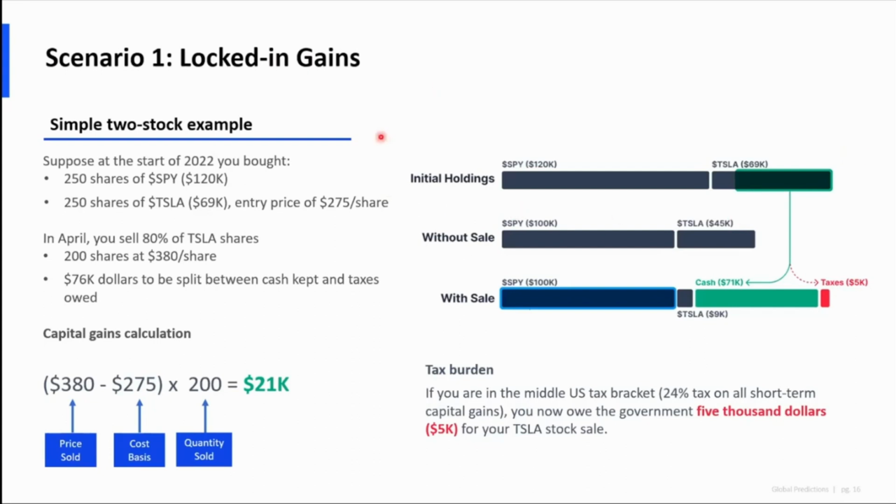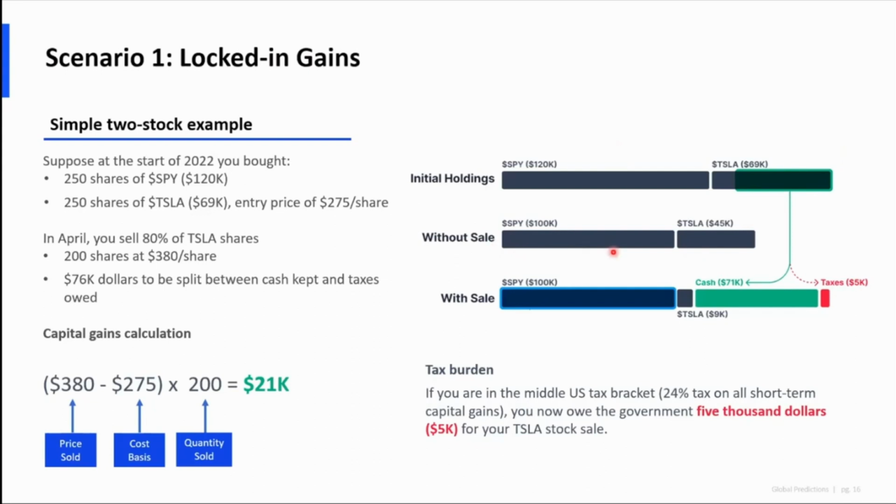You've got 120K of SPY and roughly 70K of Tesla. Now, if you had done nothing over the course of the year, no sales, no nothing, unfortunately, the markets have been down. So you wind up with 100K of SPY and 45K of Tesla.